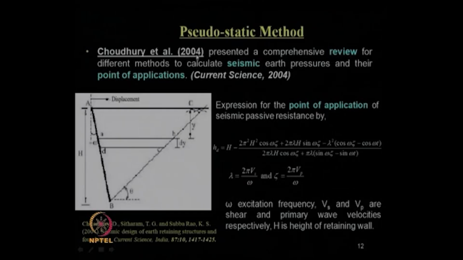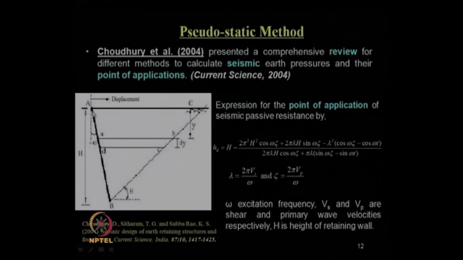So, to find that out, what has been done, you can see in this paper, Chaudhary et al. 2004, we did a comprehensive review of different methods of how to estimate the seismic passive earth pressure using the pseudostatic approach and their point of application. This is published in the journal Current Science in 2004. You can see these are the details, Chaudhary, Sitaram and Subbarao, 2004, with my teachers Professor Sitaram and Professor Subbarao. This paper was published in Current Science, volume 87, issue 10. These are the page numbers.